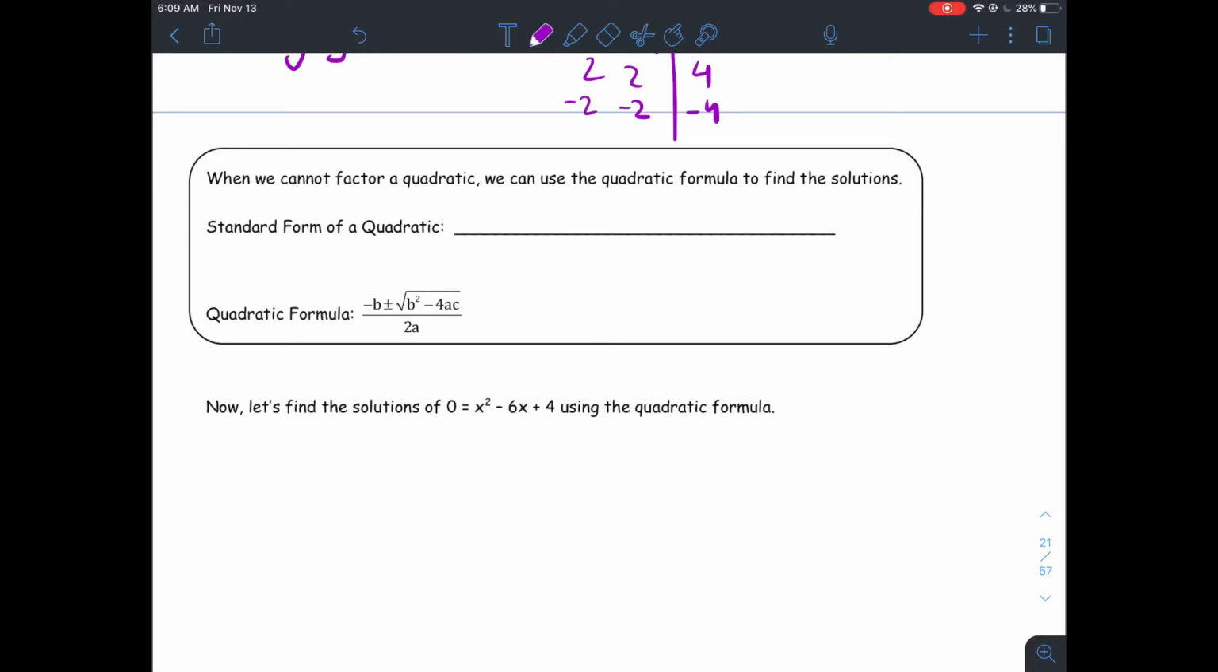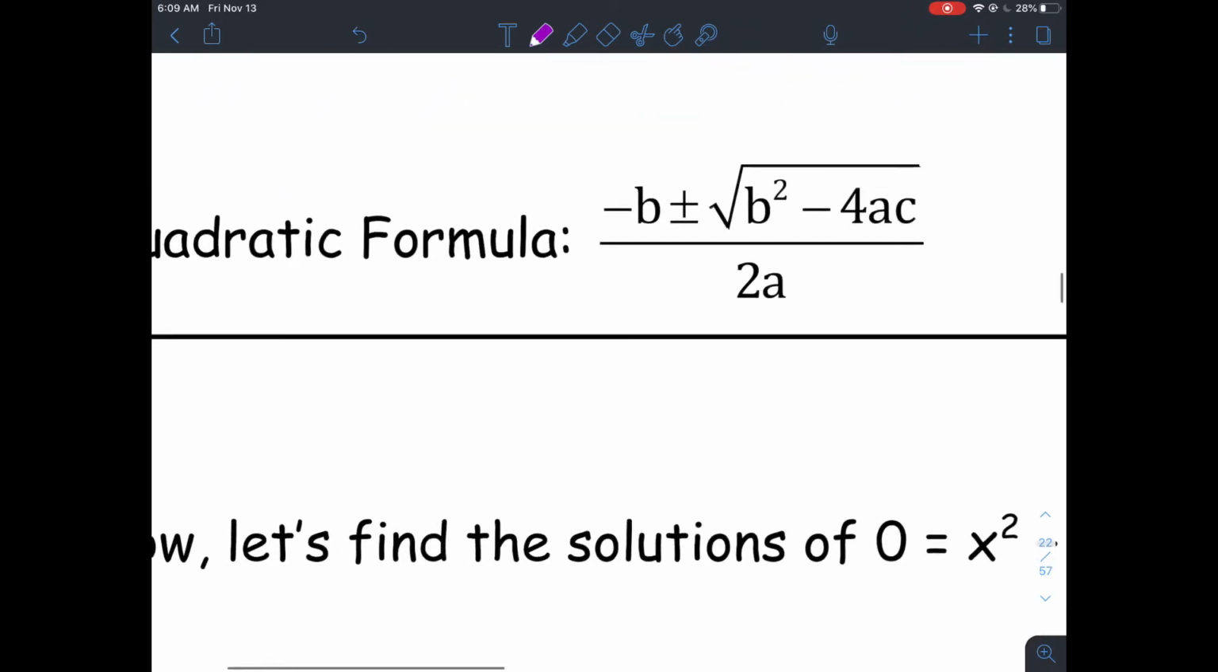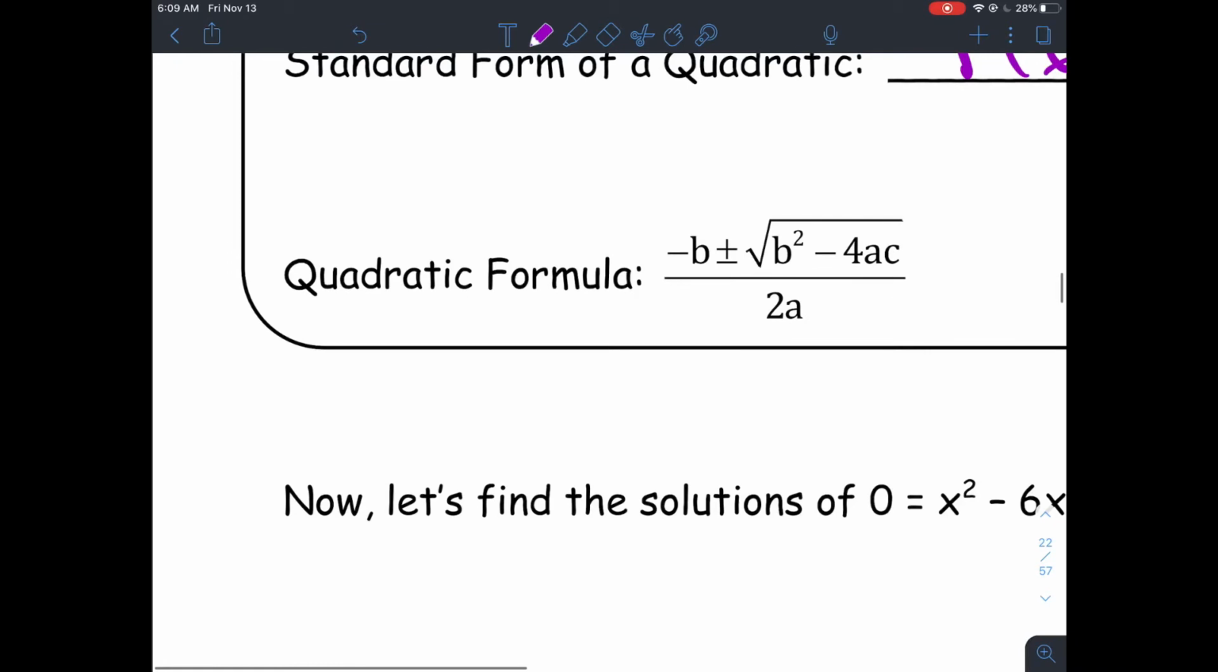Standard form of a quadratic. So what is the standard form of a quadratic? Hopefully by now you guys know that. And that is when you have the function is equal to ax squared plus bx plus c. And then this, I know this looks really scary, this is the quadratic formula here.